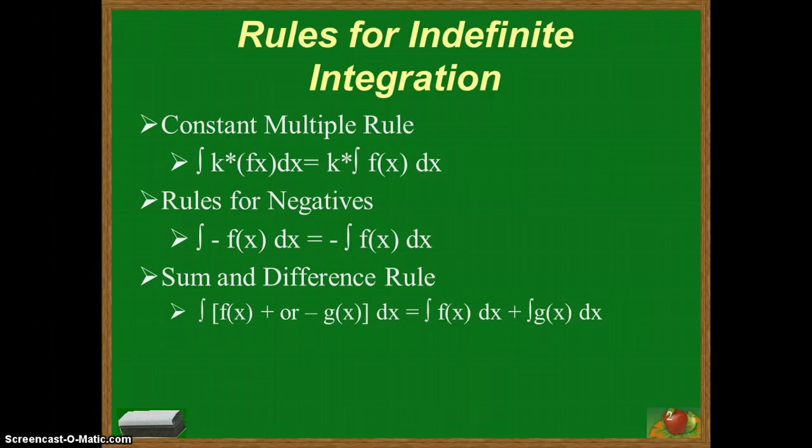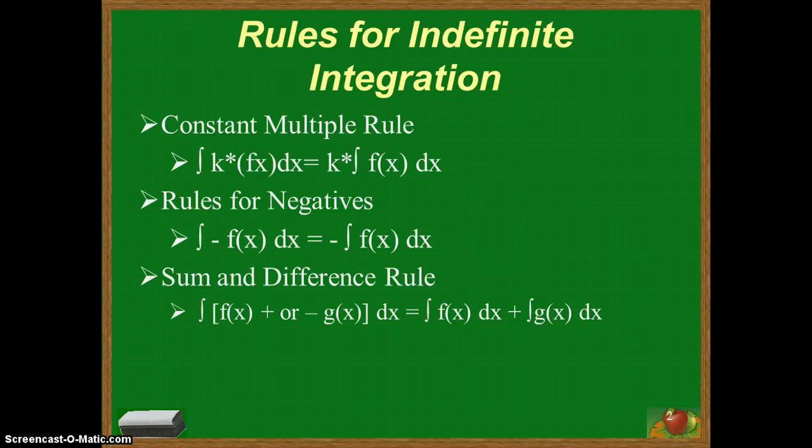The next one is the rule for negatives, and it's similar to the constant multiple rule. In fact, it's actually the same rule. It says if there's a negative in front of the f of x, you can pull the negative sign to the outside. And the last rule is the sum and difference rule, which says that the integral of the sum of two functions, f of x plus or minus g of x, is simply equal to the individual integrals, the integral of f of x plus or minus the integral of g of x.